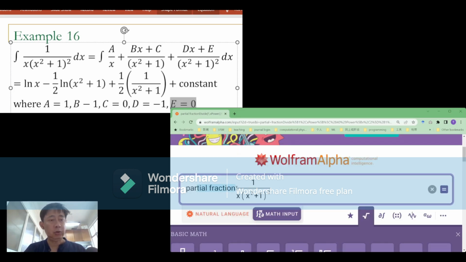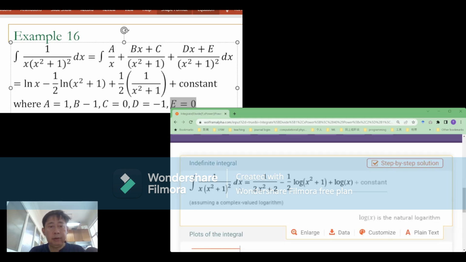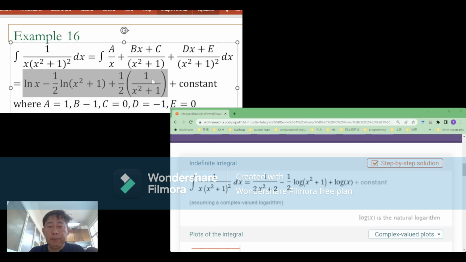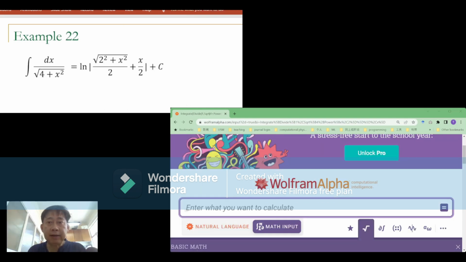Once we have shown how to cast the fractional function into its sum of partial fractions, we can then integrate this fractional function with respect to x. The result is as shown on the screen. We can compare the output from Wolfram Alpha term by term with the result obtained in example 16 in the PowerPoint. They are exactly the same. Now let's try another example.